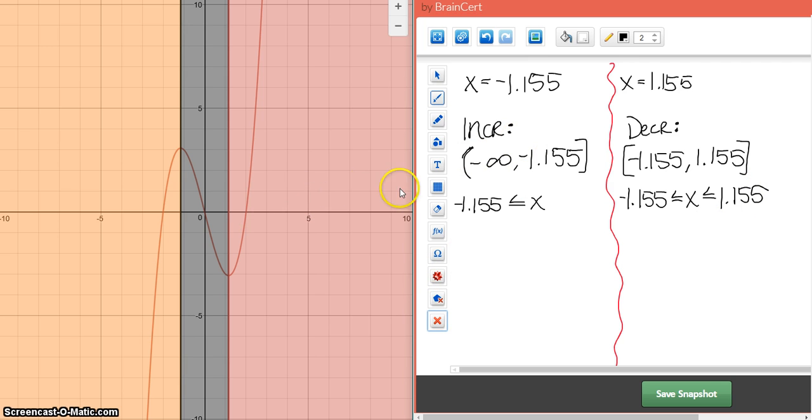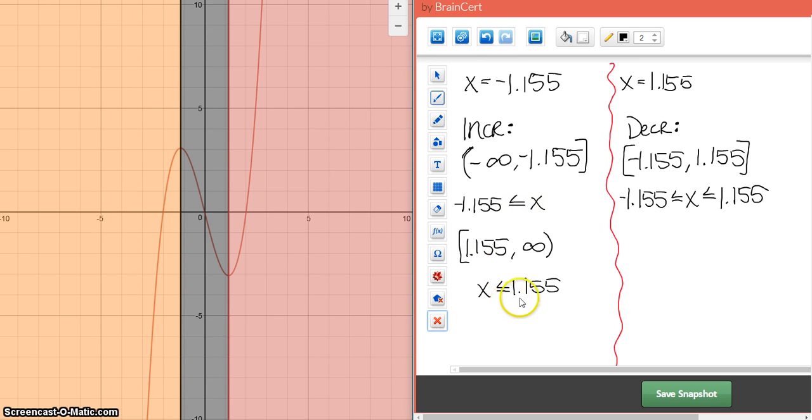Now, I have one more interval for this graph at 1.155, and this portion, much like the orange portion, will go to infinity. Infinity always gets a parenthesis, whereas a closed point will get brackets. And again, as an inequality, I would write x is less than or equal to 1.155. Now notice that I'm writing everything less than or equal to in that order.